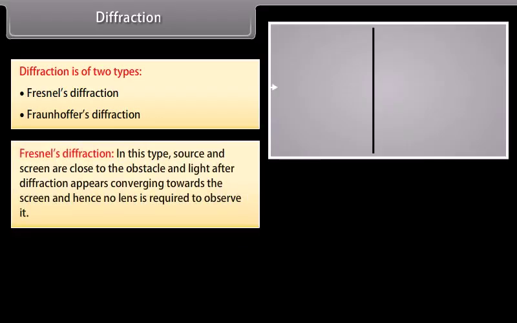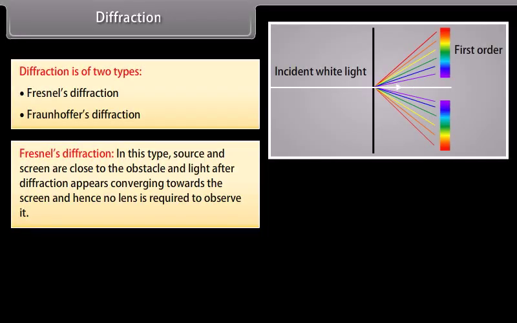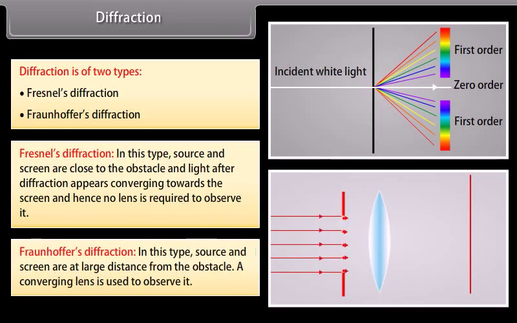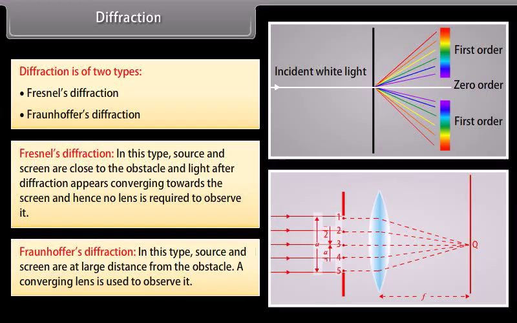In Fresnel's diffraction, the source and screen are close to the obstacle, and light after diffraction appears converging towards the screen, and hence no lens is required to observe it. In Fraunhofer's class, the source and screen are at a large distance from the obstacle. A converging lens is used to observe it.